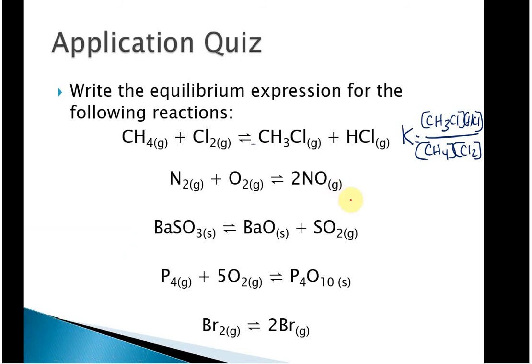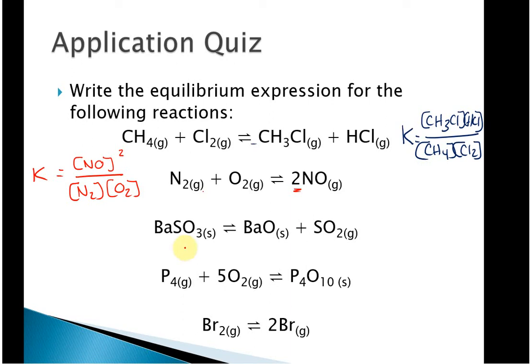Now, for this guy, gas, gas, gas, they're all going to be included because they're all a gas or aqueous. If I count 2 nitrogens, 2 nitrogens, 2 oxygens, 2 oxygens, so this is a balanced equation. I'm just going to put products, which is my nitrogen monoxide. It's got a 2 here, so it's going to be squared, over the concentration of nitrogen gas times the concentration of oxygen gas, just like that.